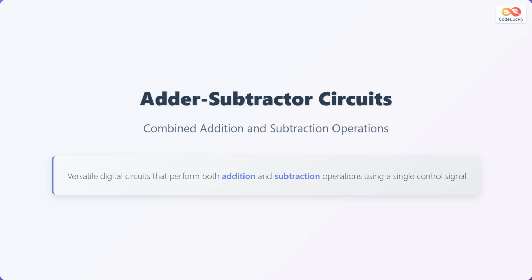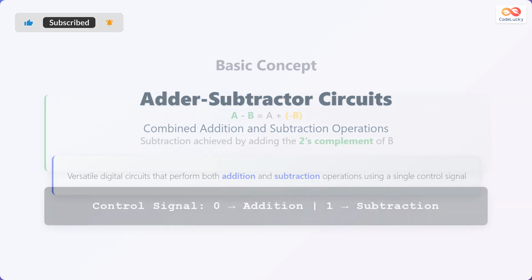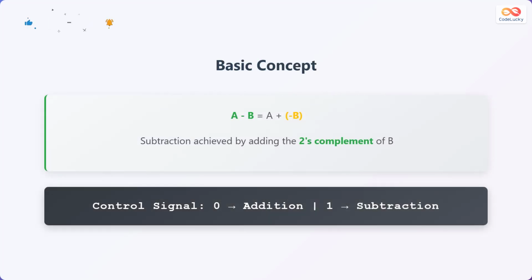Today, we are going to delve into the world of Adder-Subtractor circuits. These are versatile digital circuits that perform both addition and subtraction operations using a single control signal. The basic concept behind these circuits is that a minus b is equal to a plus negative b.